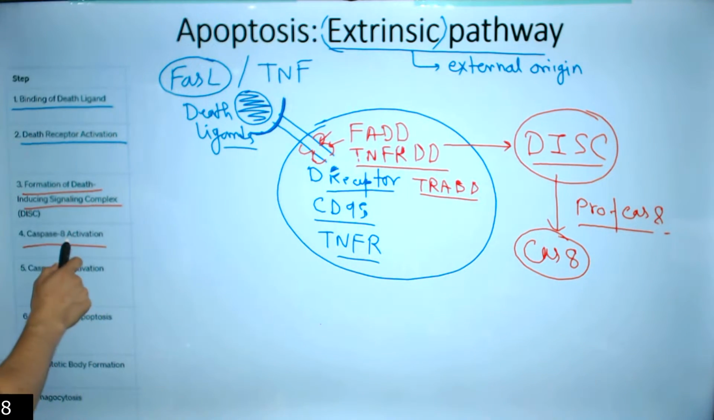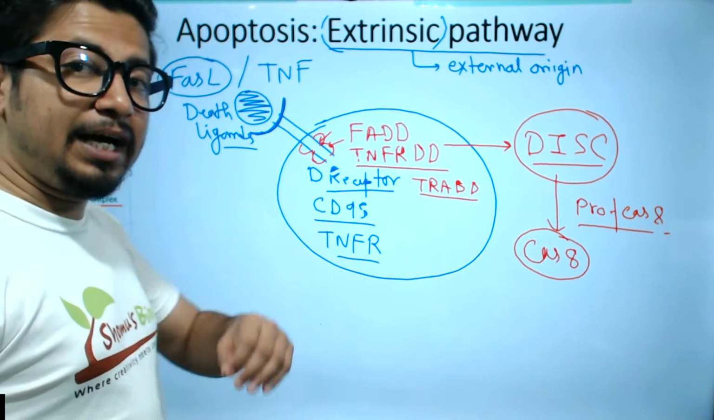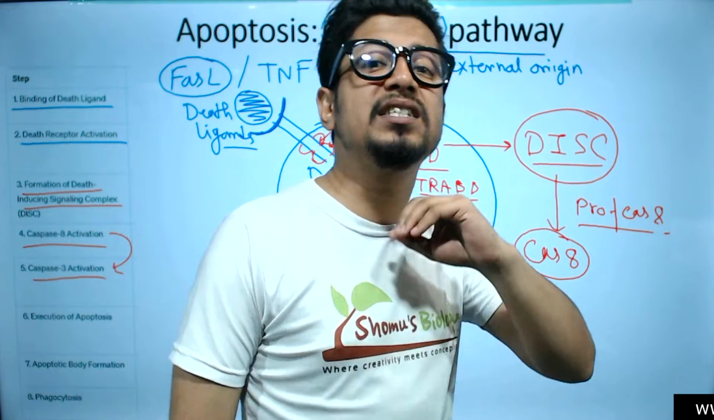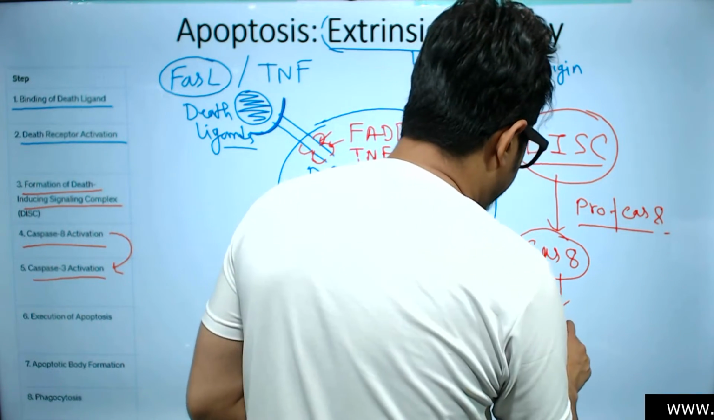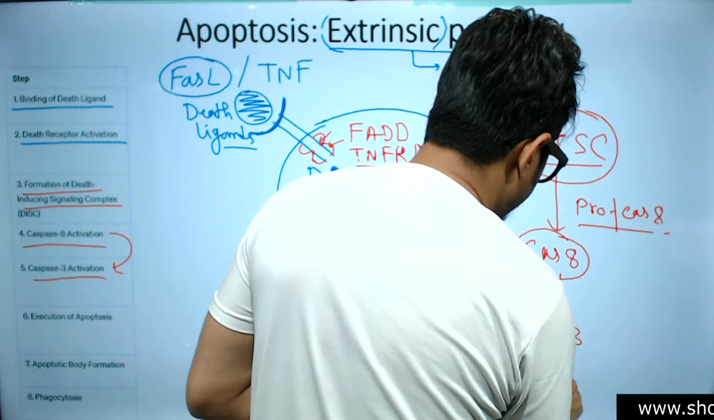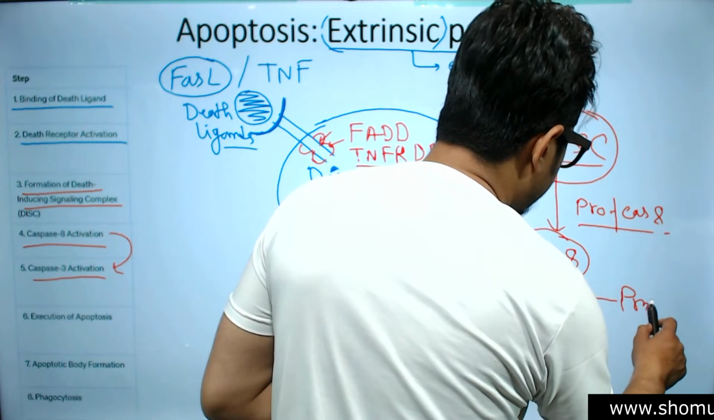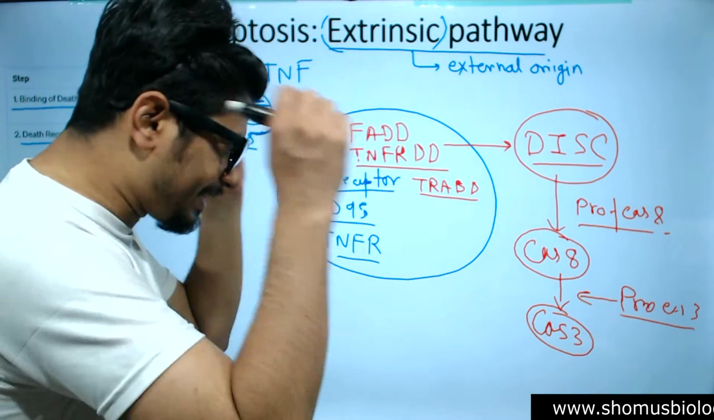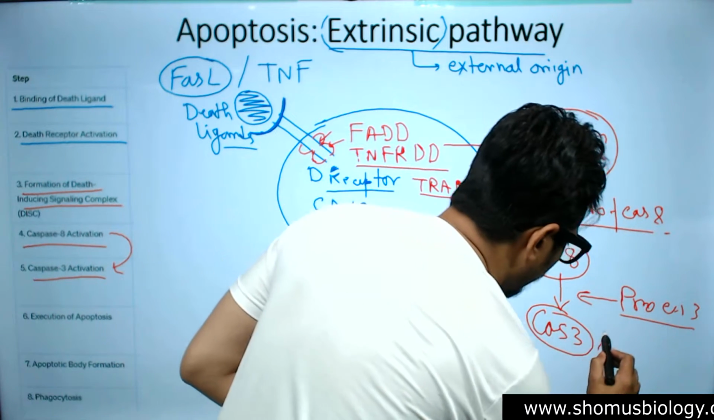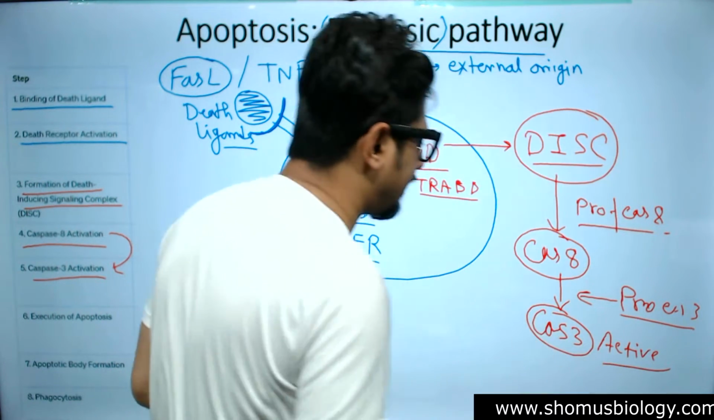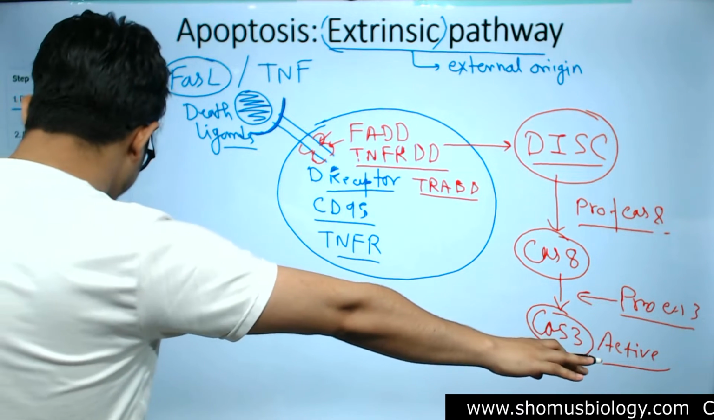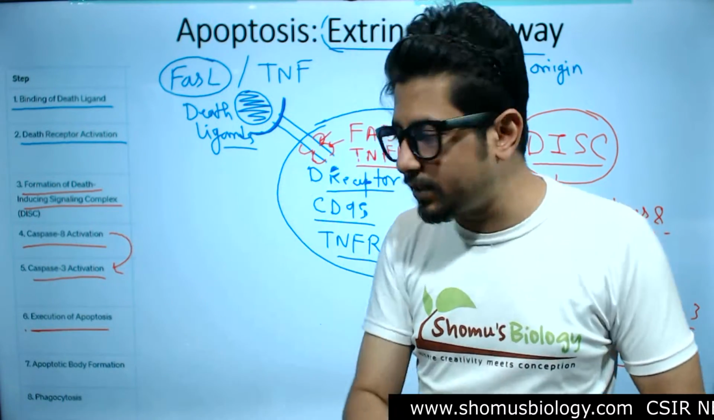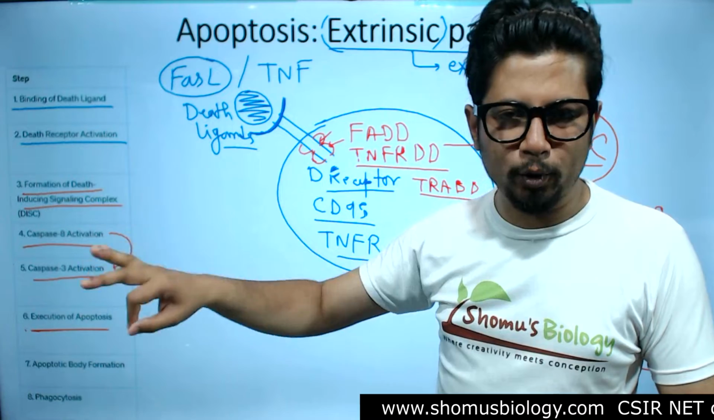Once caspase 8 is active, it further activates the final effector caspase, also called the terminal caspase or executioner caspase. So caspase 8 is going to activate caspase 3. Again, there will be pro-caspase 3, which will be converted to caspase 3 by caspase 8. Caspase 3 is the active form. Once caspase 3 is active, it will execute the process of apoptosis. So caspase 3 is the executioner of the extrinsic pathway.